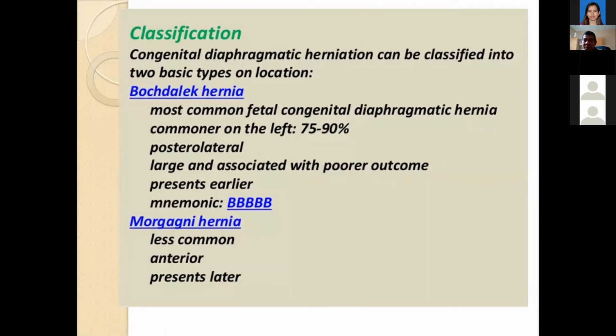So it should be treated because it can cause herniation of abdominal organs through the diaphragm into the thoracic area. Morgagni is less common. It happens at the anterior component of the diaphragm. It usually presents later in life, whereas Bochdalek usually presents earlier, during fetal life or childhood.